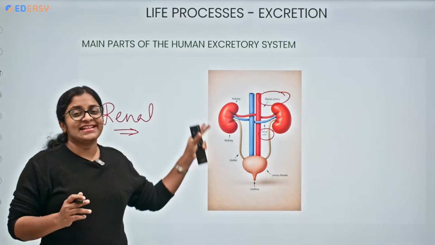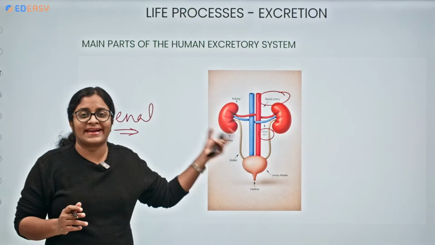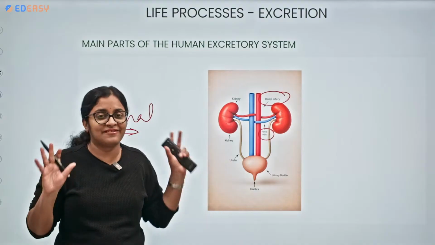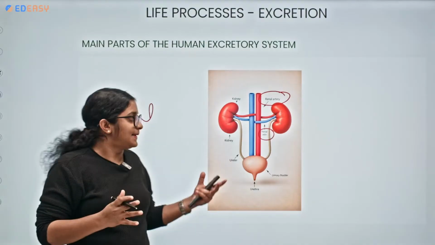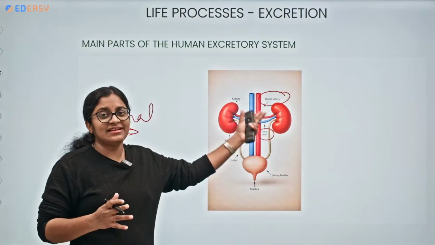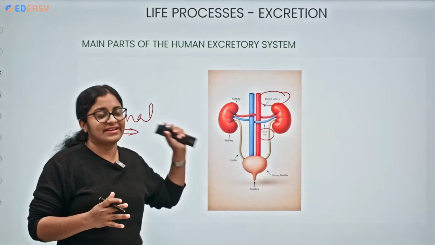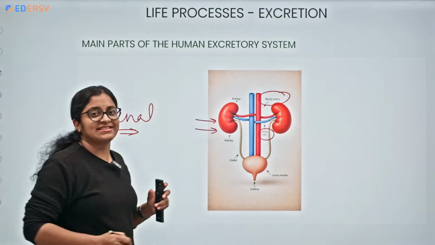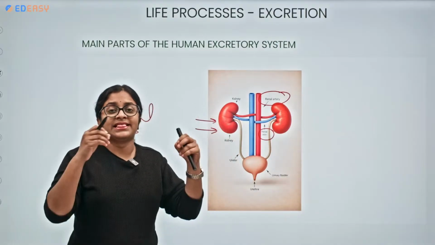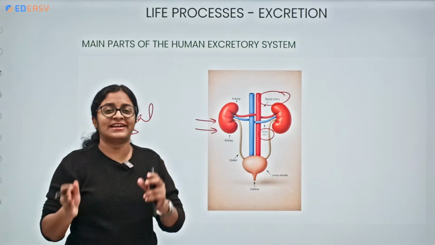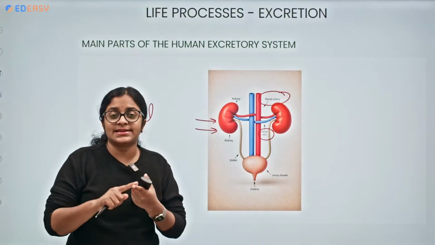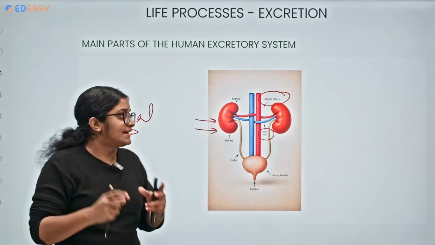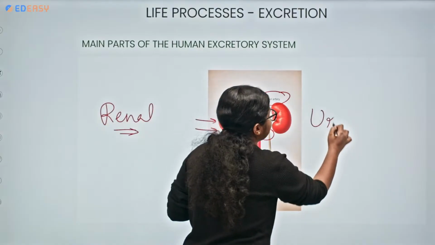So what else is the excretory system provided with? Of course, the renal artery and renal vein are part of the transportation system, we cannot deny that. But we can say that here the kidneys are supplied by the renal artery and renal vein. Now, we see the pair of bean-shaped kidneys. What is the function of the kidney? The kidneys are responsible for the filtration of the blood. Remember, kidneys are responsible for the filtration of the blood. And now, what is getting formed? Urine is getting formed. There is a production of urine.